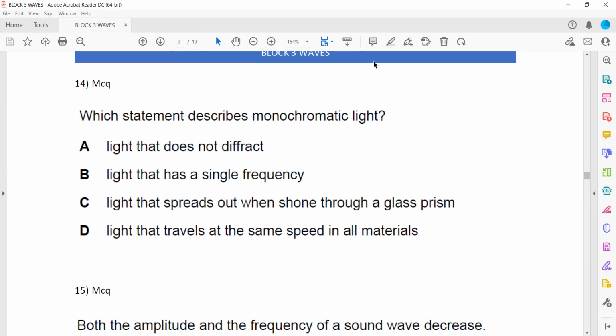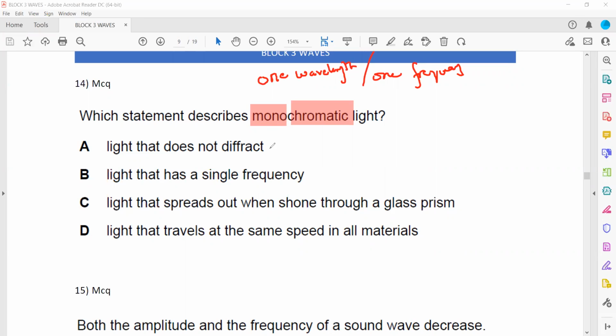Which statement describes monochromatic light? Mono means one, chrome means color. So what is the correct definition of monochromatic light? Light which has only one wavelength, or light which has only one frequency. A light with a single frequency or a single wavelength is known as monochromatic.